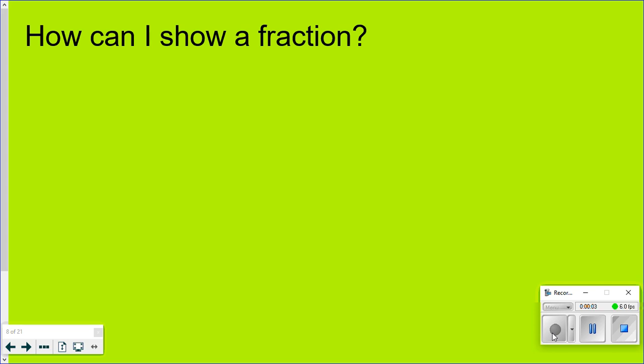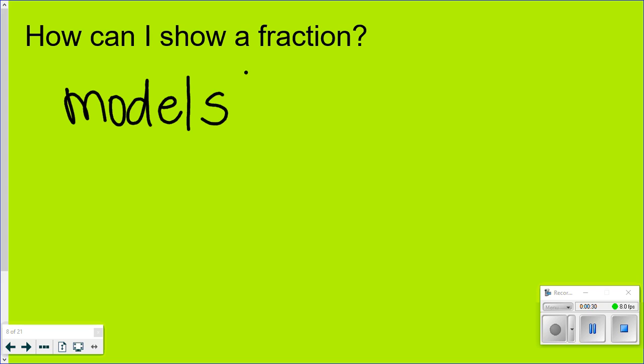Going to be, how can I show a fraction? Know how to show a fraction. Some kind of model. So models are great. Pictures, that's really what that's talking about. Some kind of model. We have been making pictures in math the entire time.